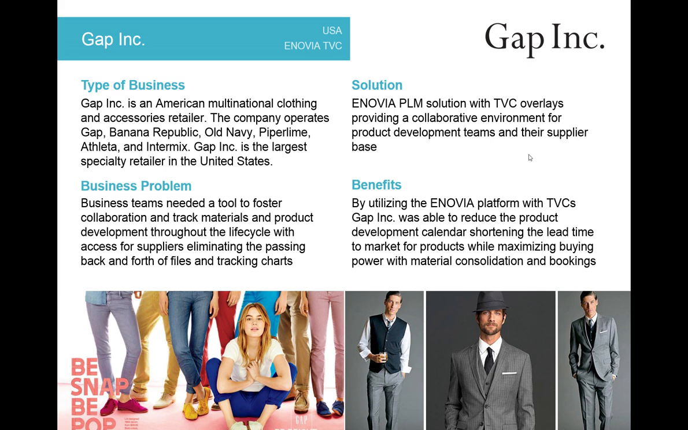To start with, we have Gap Inc., a big US founded retailer in clothing and accessories. So Gap Inc., they have, I think it's more than 3,100 stores worldwide. It's a huge company, lots of different brands. I'm pretty sure you're familiar with most of these: Gap, Banana Republic, Old Navy. They are about 136,000 employees worldwide.